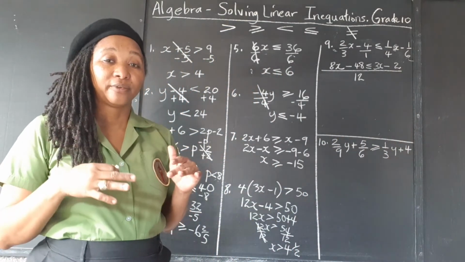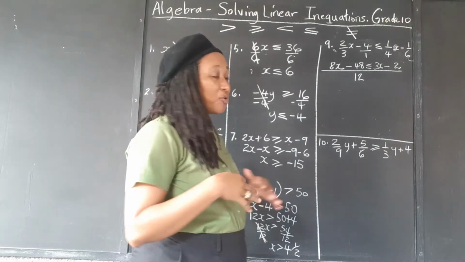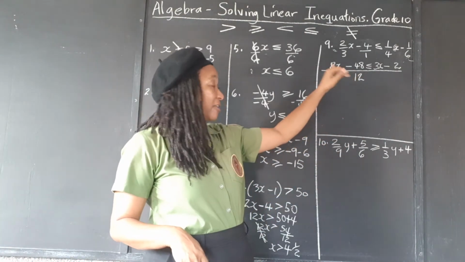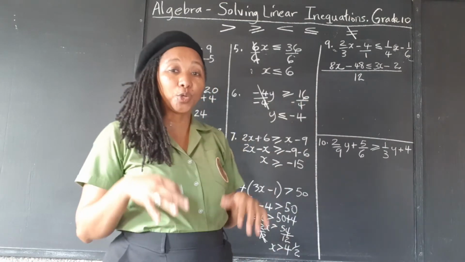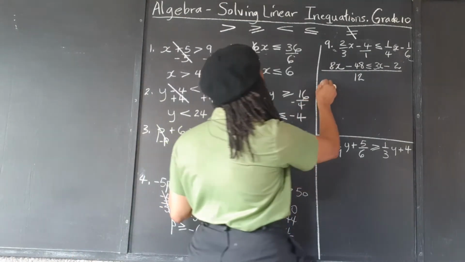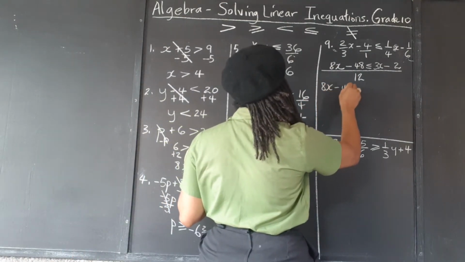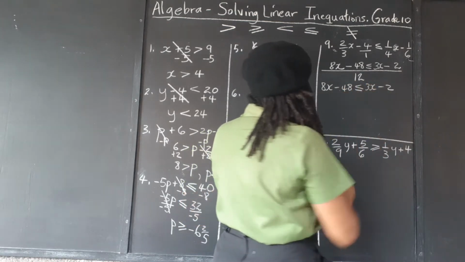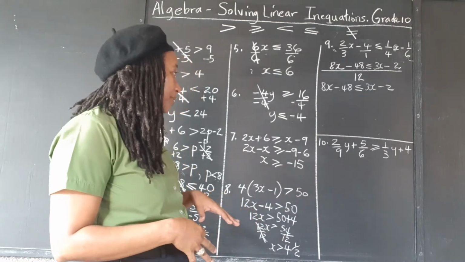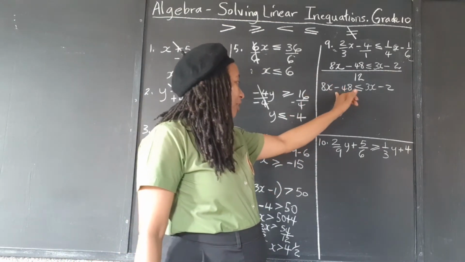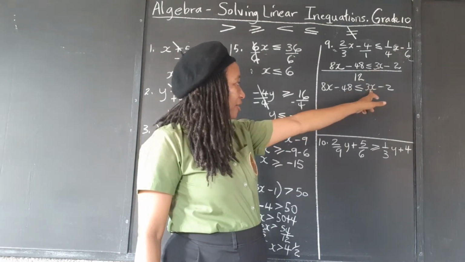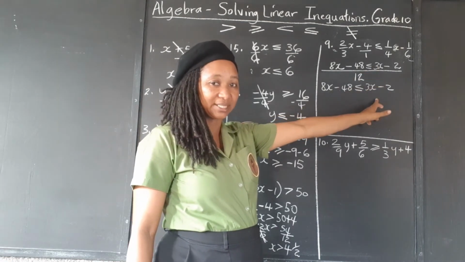We can, for all intents and purposes, ignore the denominator. They are all over the same denominator. We can focus on solving the numerator. So we have 8x minus 48 less than or equal to 3x minus 2. So grouping the like terms, we're going to be adding 48 to both sides to cancel that out, and taking 3x from both sides to cancel this out.